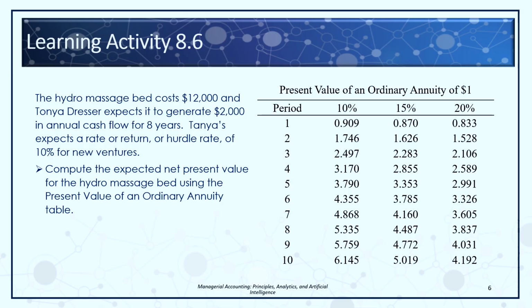Now complete learning activity 8.6. The hydro massage bed costs $12,000 and generates $2,000 annual cash flow for 8 years. The hurdle rate is 10%. Compute the present value of the annuity using the present value of an ordinary annuity table. Pause here and work through the activity. Once you've finished, check your answers with the solutions provided in the back of Chapter 8.